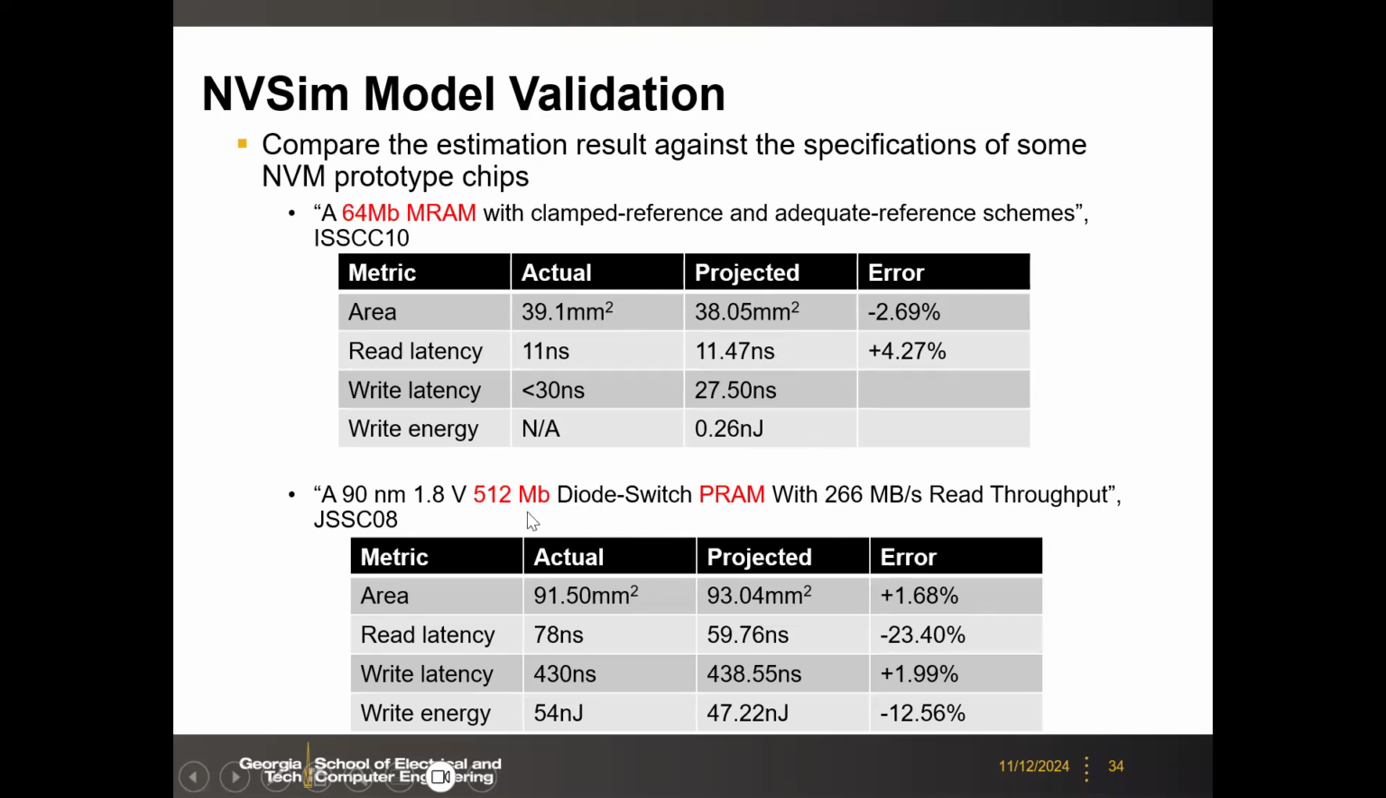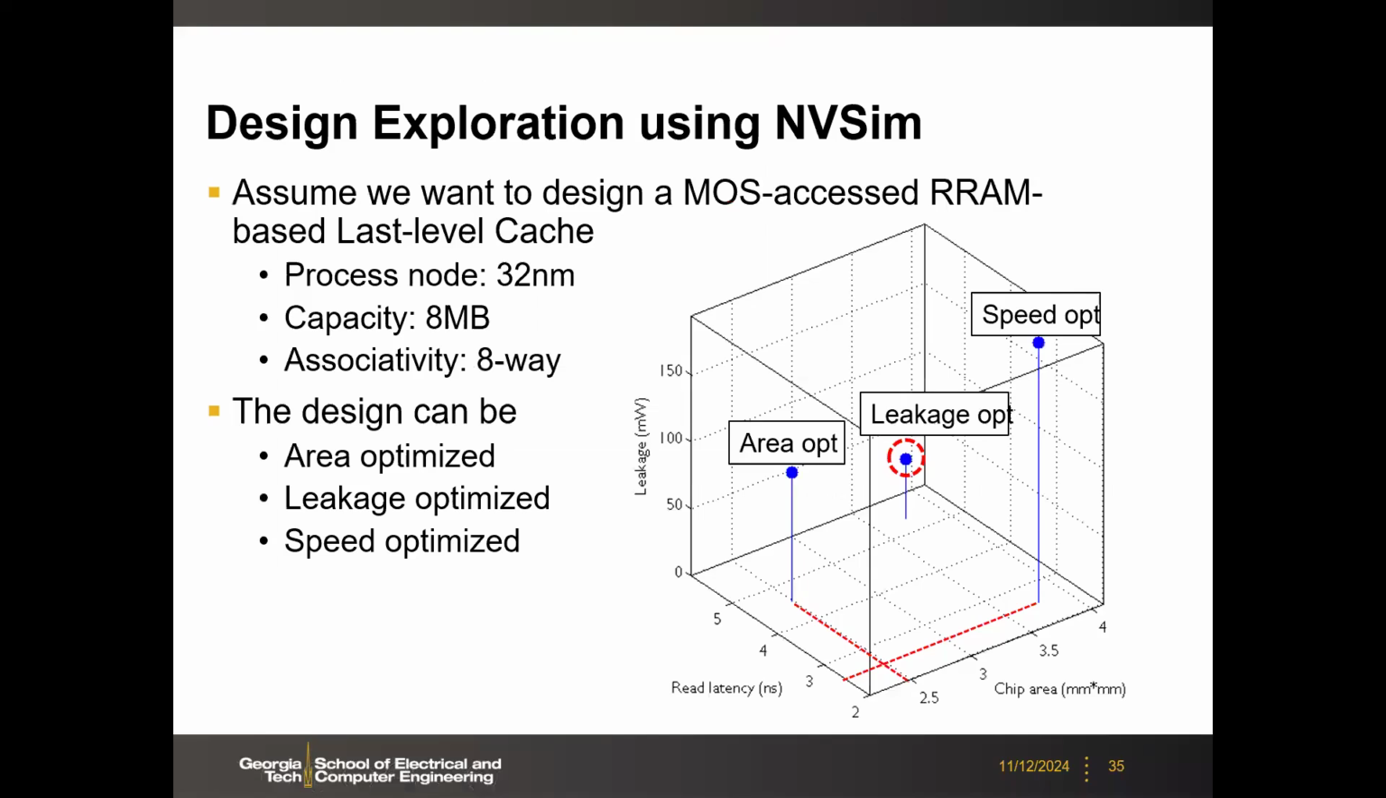So here is another example with this phase change memory, 512 megabits at that time. So as I said, the tool was developed around 2010 to 2012, around that time. Okay, about 12 or 14 years ago. So here I just show some examples.